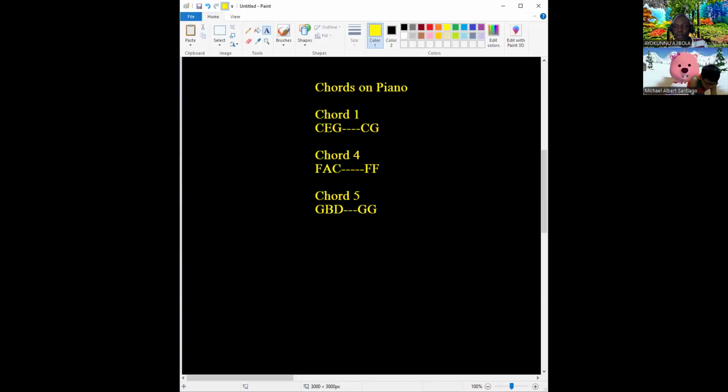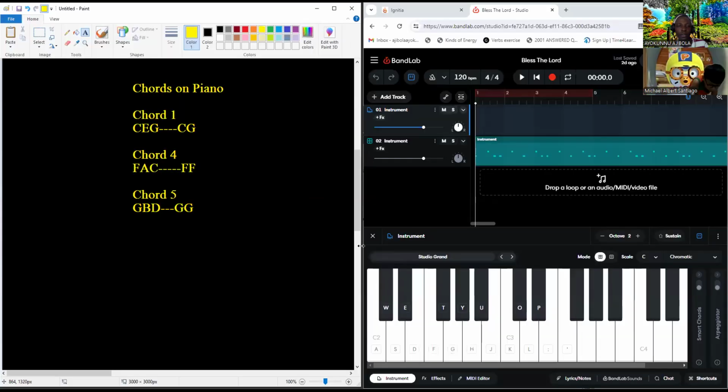Let me share the two screens at the same time so that as I play, you watch the notes and you see what it's all about. So let's see this one. Now, can you see the two screens?